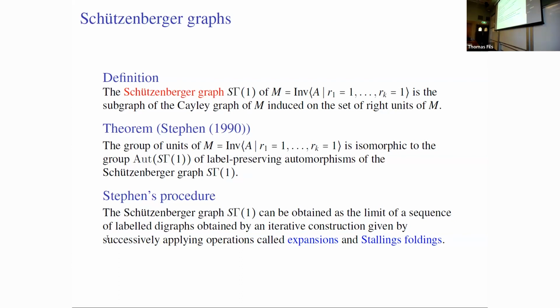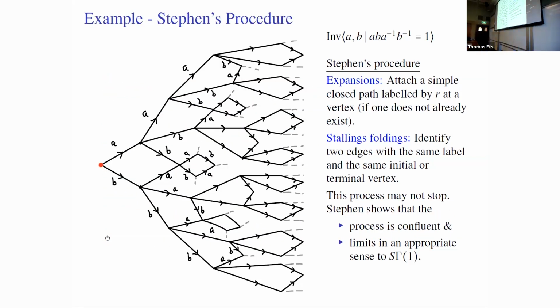And it turns out the group of units of this thing, which is the thing we're interested in, is isomorphic to the automorphism group of this graph, where you preserve the label. The label-preserving automorphism group of some infinite graph. And there's something called Stephen's procedure that tells you how you can build this graph iteratively using two operations called expansions and Stallings folding. So what we want to do is write down examples, construct these graphs, work out what they look like, compute their automorphism groups, and then work out what groups you can get. That's the game.